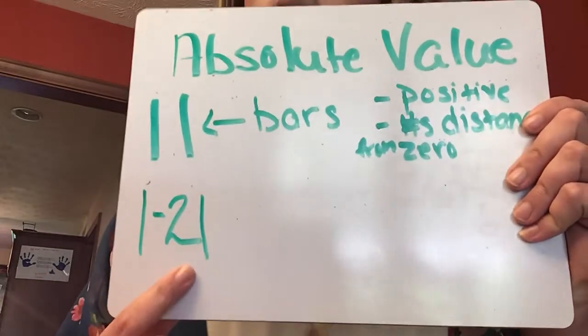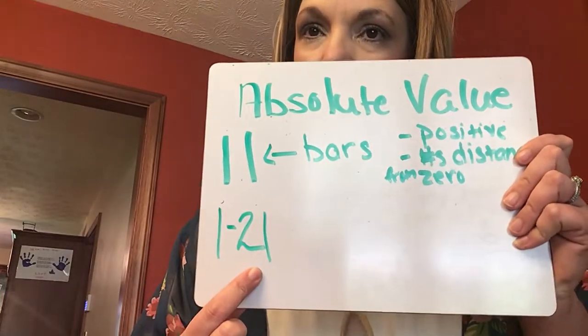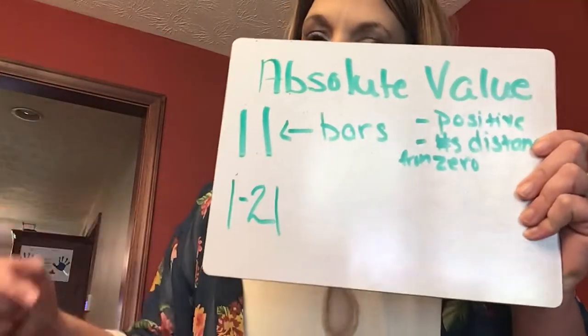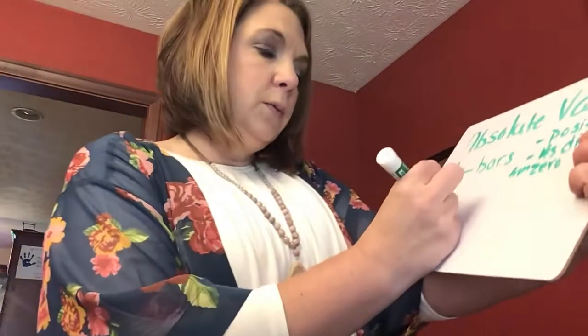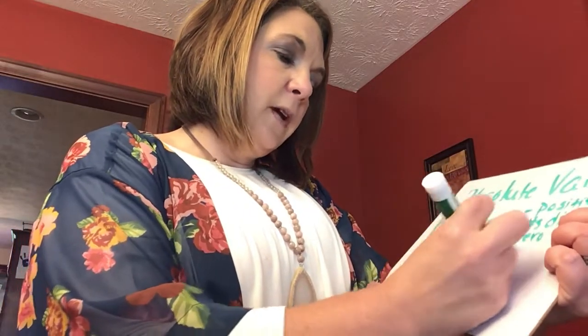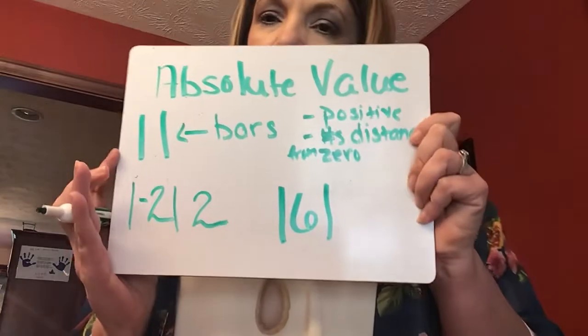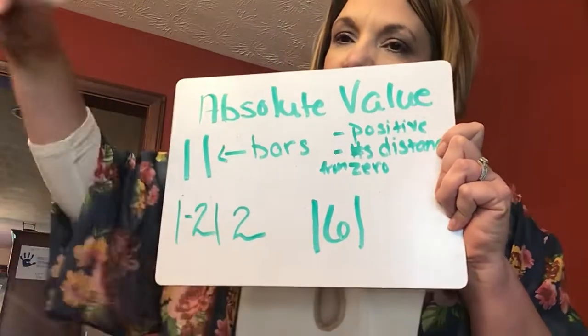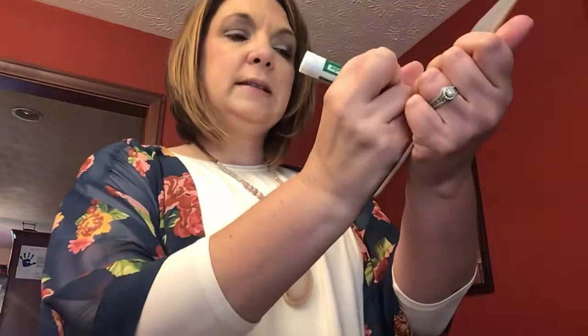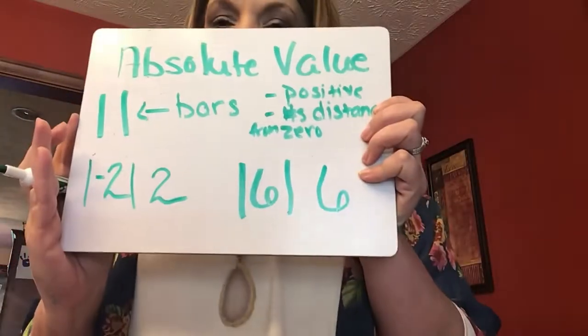If I have to find the absolute value of -2, how far is -2 from 0? How many spaces would I have to walk? How many units would I have to walk to get to 0? 2. Okay? What about the absolute value of 6? How many units would I have to walk from 6 to get to 0? I would have to walk 6. And it's still positive, okay?